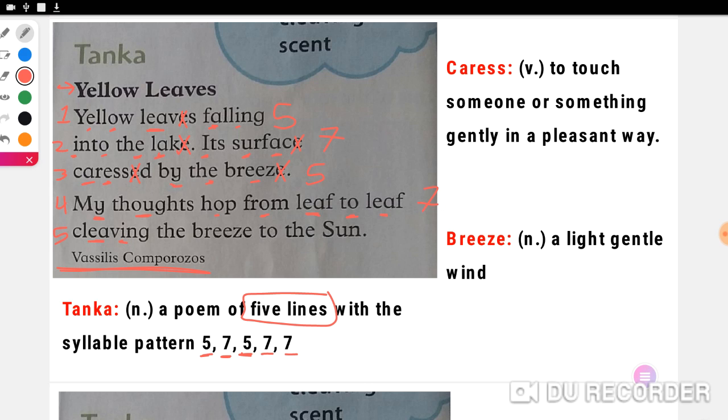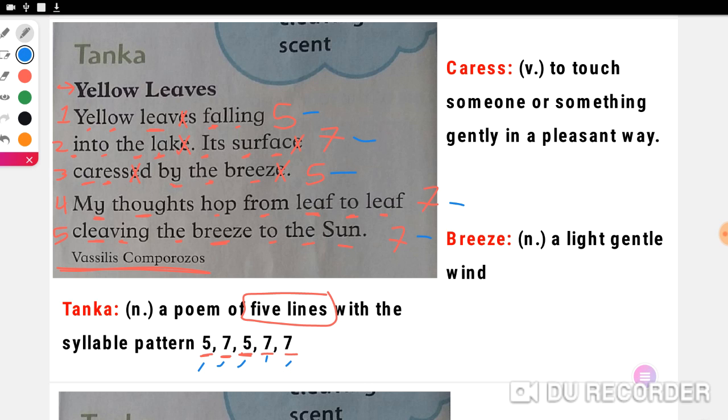I have here 2. The breeze to the sun. 1, 2, 3, 4, 5, 6, 7. So I have here 7 syllables. Okay, so what about the syllable pattern? I have here 5, 7, 5, 7, 7.